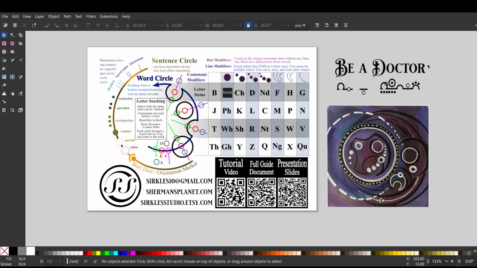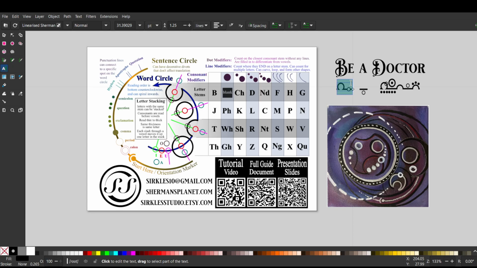So here's the quote, "Be a doctor," and this is the word "be" done in the bare bones version of this script, and it's unraveled. So if we take this and link it up here, that would get you our word circle with this being at the bottom and that being not at the bottom.